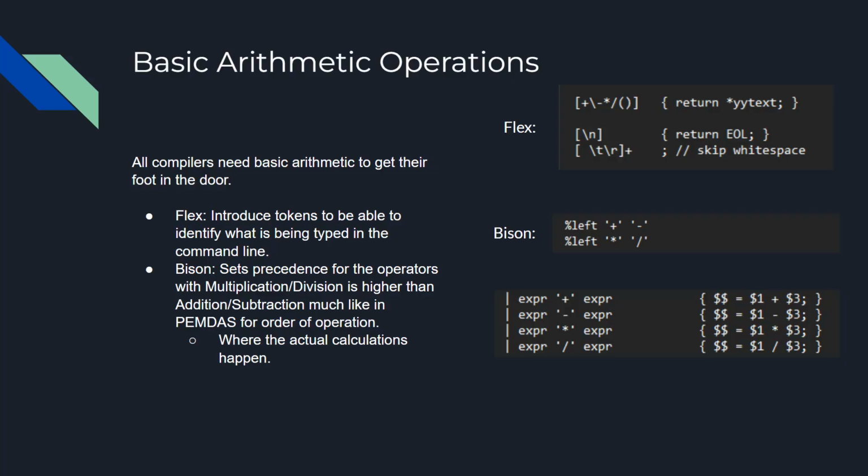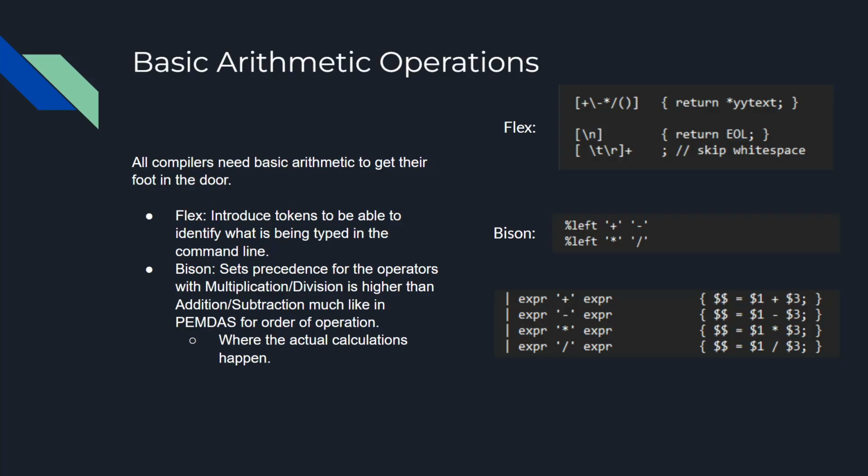So Flex introduces the tokens to be able to be identified when typed in the command line, as you can see on your right-hand side. And then Bison, as you can see here with the percent left, plus and minus, and then percent left, multiplication and divide. This sets the precedence for the operators, making the multiplication and the divide higher than addition and subtraction, much like we do with PEMDAS for order of operation.